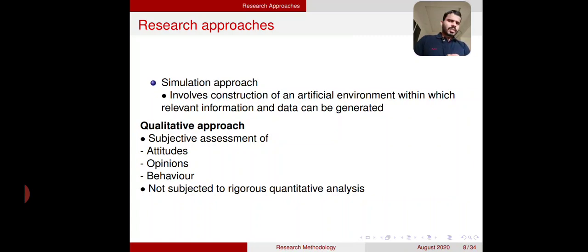Here, instead of doing the research in the laboratory, first of all we need to construct an artificial environment with the help of machinery or a computer. We need to do a lot of programming, and we make a model first. After doing the modeling, we can artificially do everything on this machinery. Once we succeed, we can go for the experiment or further study. This approach involves the construction of an artificial environment within which relevant information and data can be generated. That way of research is called the simulation approach.